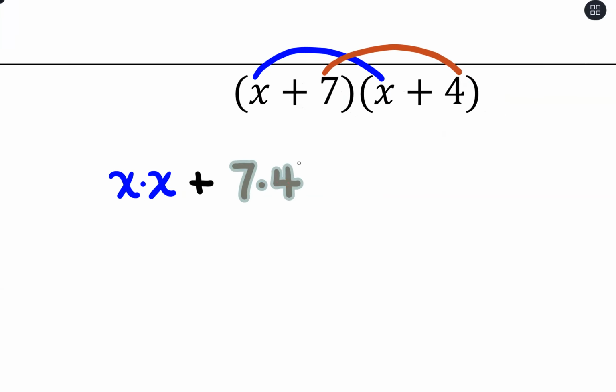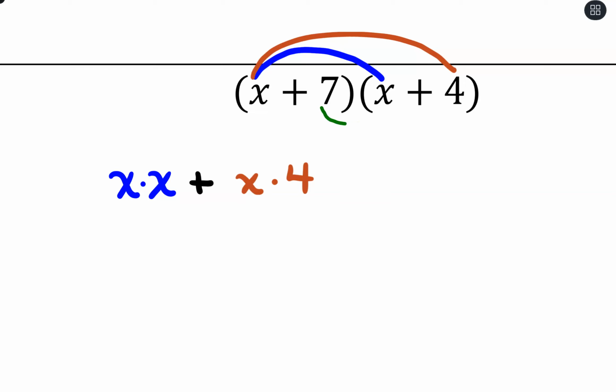Sorry. Let's try that again. Outer is x times 4. It doesn't particularly matter, but just for the sake of consistency and where we're heading, I just want to get this right the first time. So first terms, outer terms, inner terms, 7 times x. This is just making sure I multiply everything with everything else. Inner, and then last, 7 times 4.